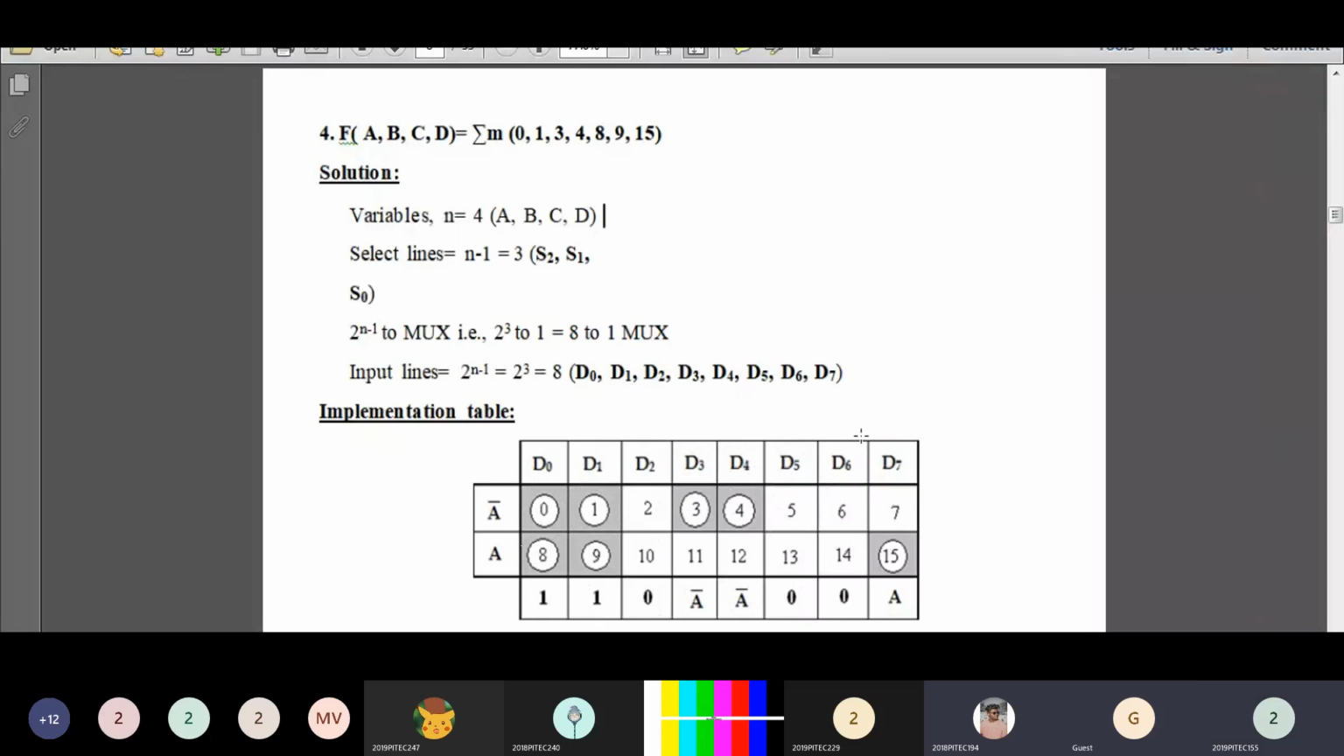Next one, come to the next column, D6. You'll be having two minterms, 6 and 14. Both the minterms are not circled, so directly you can put 0 here. Last one, come to the last column, D7. Two minterms are there, 7 and 15. The minterm 15 is circled, so you have to see the variables which is in the second row. In the second row, the variable a is there, so you have to write a here. So your D7 value is a.